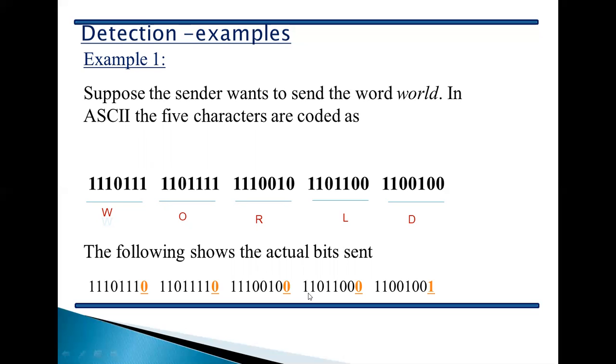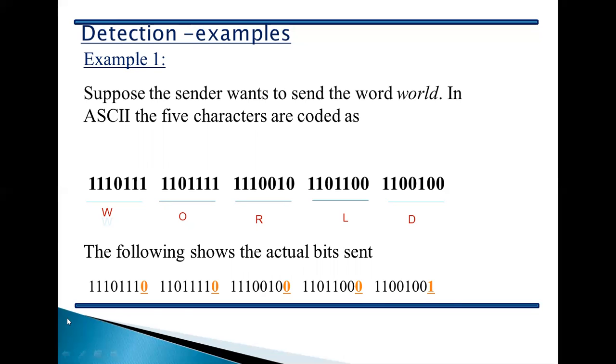Next, count the bits: 1, 2, 3, 4. 4 is an even number, so you write 0. Next one: 1, 2, 3. You count 3. 3 is an odd number, so you have to put 1.